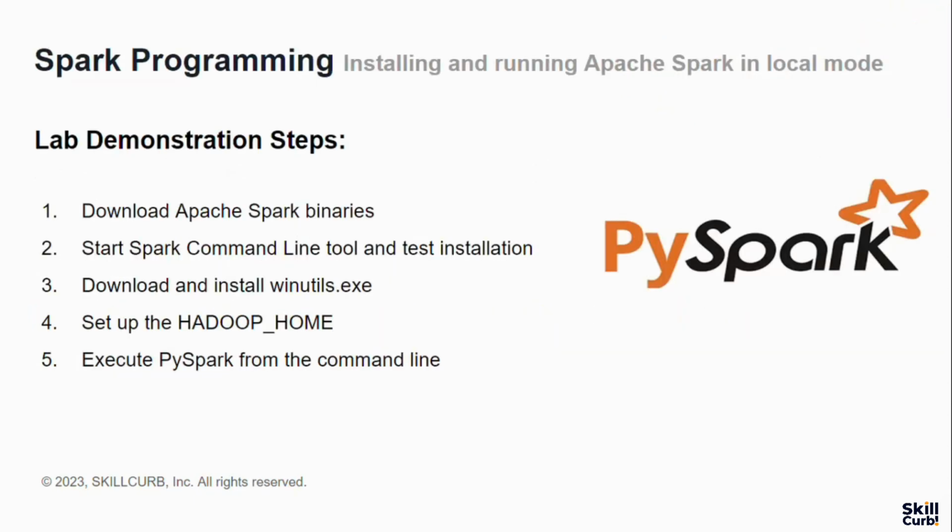In this video, you will learn how to set up a single node Spark and run it in local mode from the command line. To do so, first we are going to download the Spark binaries. Then we are going to start the Spark command line shell and test the installation. Then we are going to download and install the WinUtils. And finally, we are going to set up the Hadoop home and run PySpark.